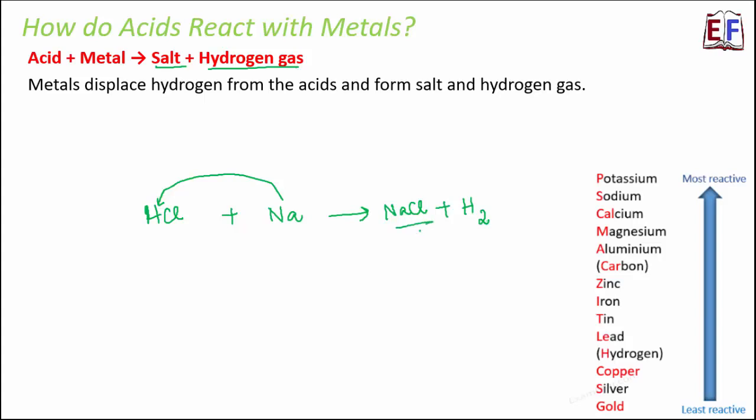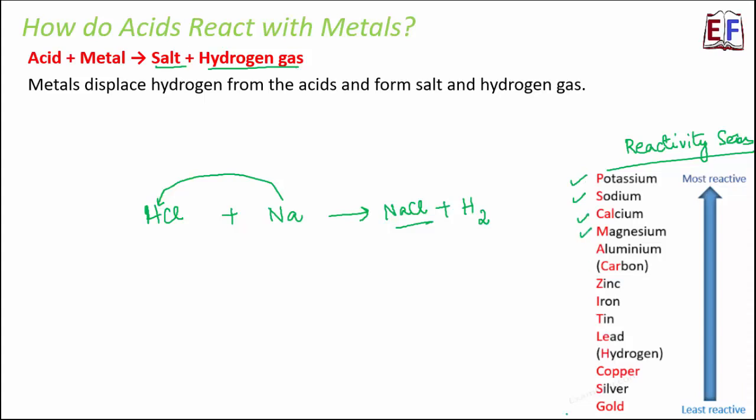Now the question is, does that mean that if an acid reacts with any metal, that metal will be able to displace the hydrogen? No, not really. There is a catch there. This is the reactivity series of metals. This series tells us which metal is more reactive than which metal. Looking at this series, you see that potassium is the most reactive. Then comes sodium, then calcium, magnesium, and so on.